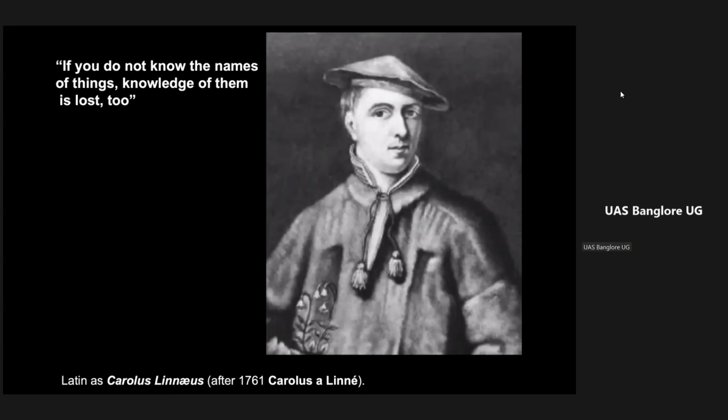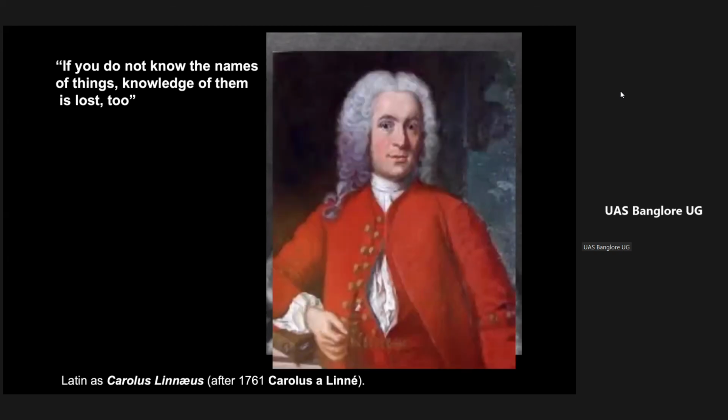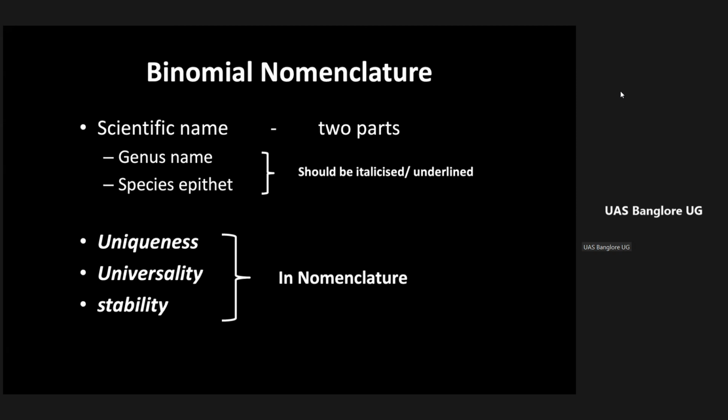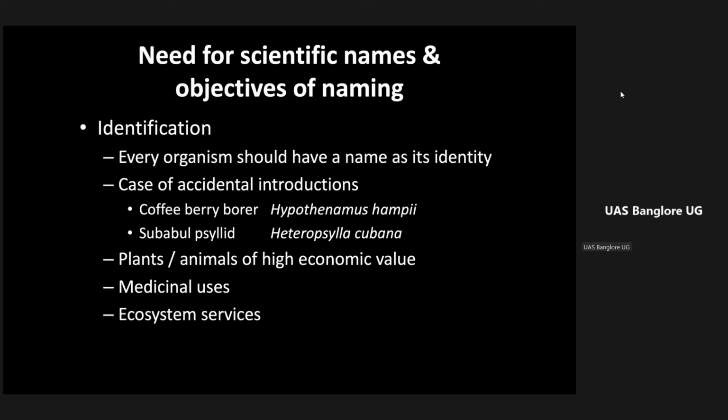Systema Naturae, 1758. So he is Carolus Linnaeus. Since I am mentioning Linnaeus, I am repeating the scientific name: we have a genus name and a species name, so it has two parts, binomial nomenclature. Nomenclature gives uniqueness, stability, and universality. I'll skip the rest of those things.